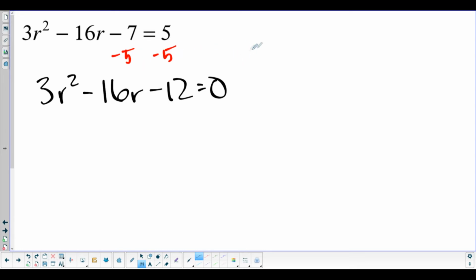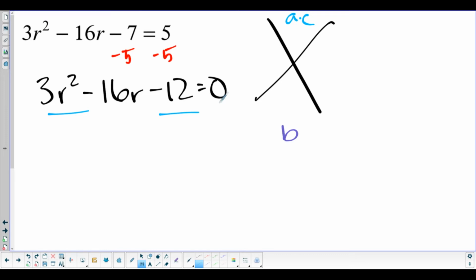So here we go. Set up this. I'm going to put a times c on the top and b on the bottom. A times c in this case is going to be 3r squared times -12, that's -36r squared, and then my b term is going to be -16r. Okay. Well, in this case, I noticed that my a times c is negative, which means that the two numbers I'm going to find are going to be, one positive and one negative, just because that's the only way to multiply to a negative number.